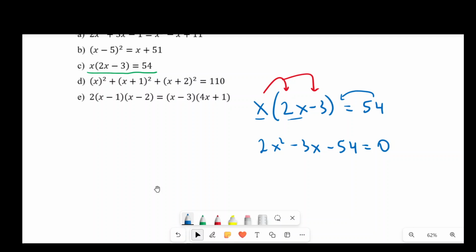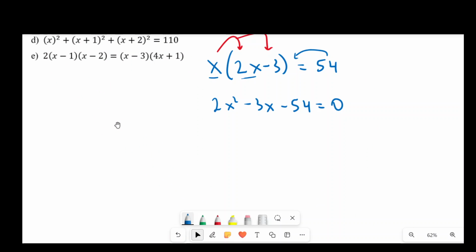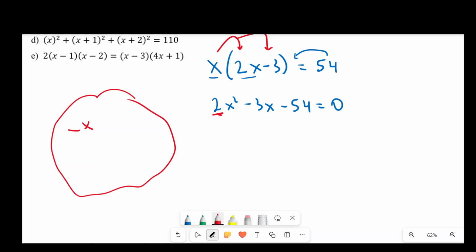So now I'm going to try to factor it so I can solve. So there's a 2 in front of the x squared, and I can't common factor it. That makes this a complex trinomial. So here's my brain. I need to find two numbers that multiply to negative 108 and add to negative 3.